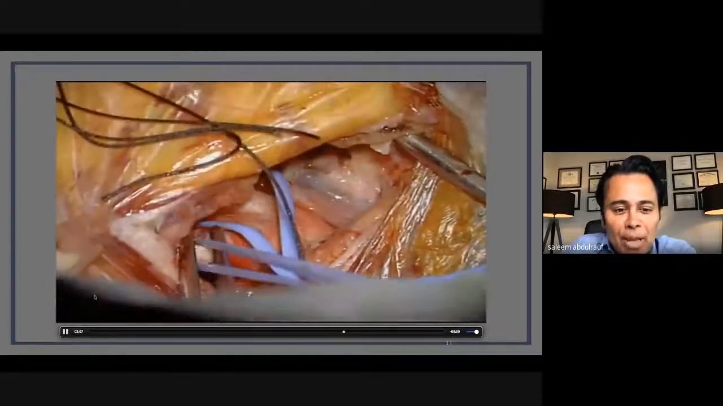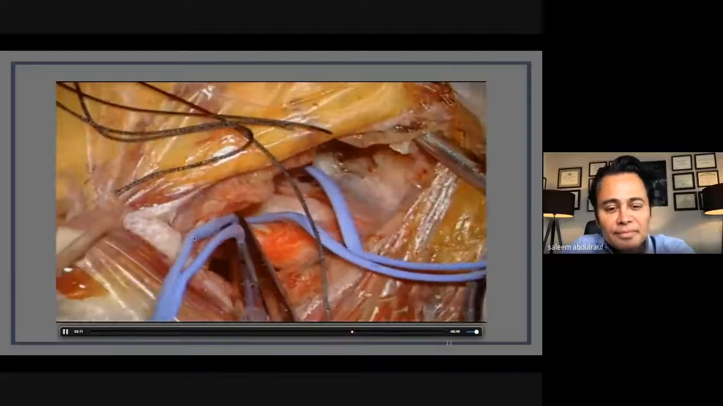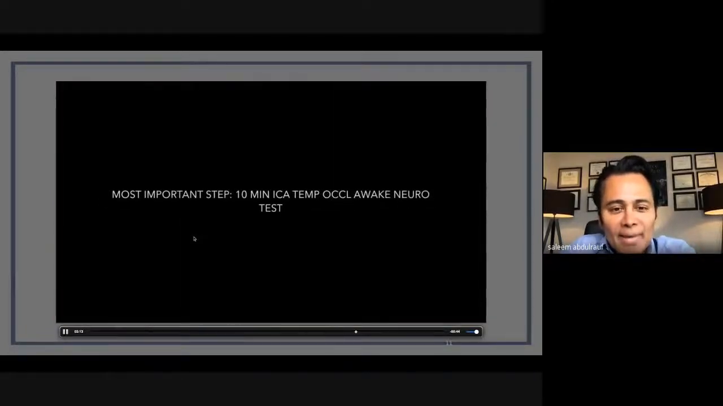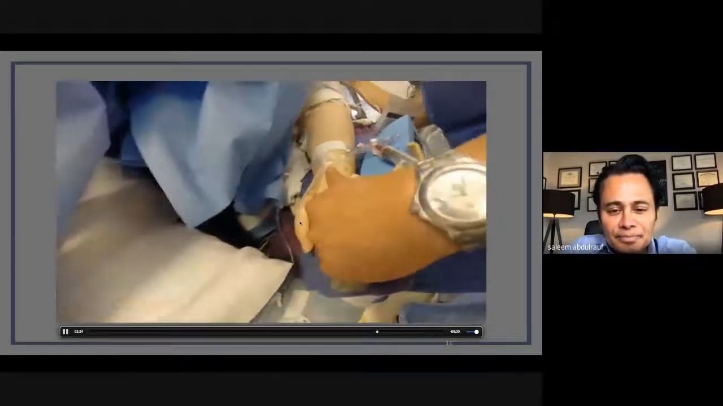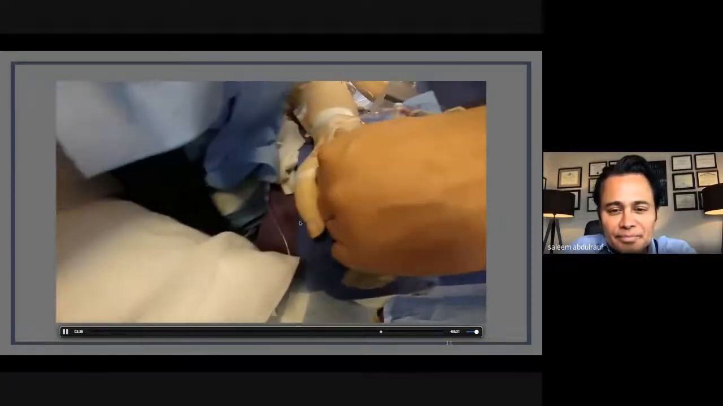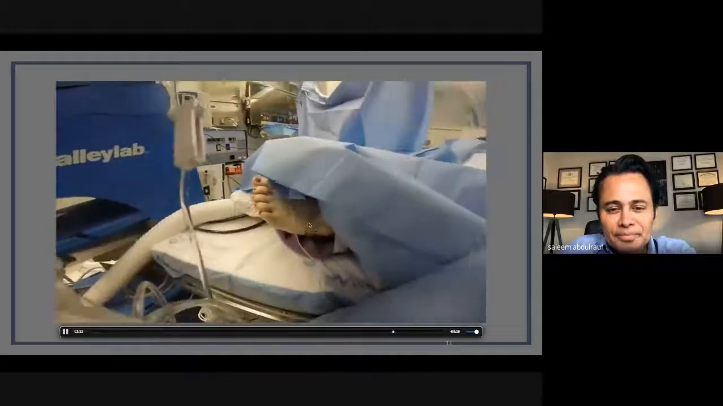I'm temporarily occluding the internal carotid artery. Now, I'm gonna do a 10-minute occlusion test. You see, for 10 minutes. Deborah, squeeze my hand again. Deborah, squeeze my hand real tight. All right, there you go. Let go. Perfect. 10 minutes. Look at your toes, Deborah. Look at your toes.